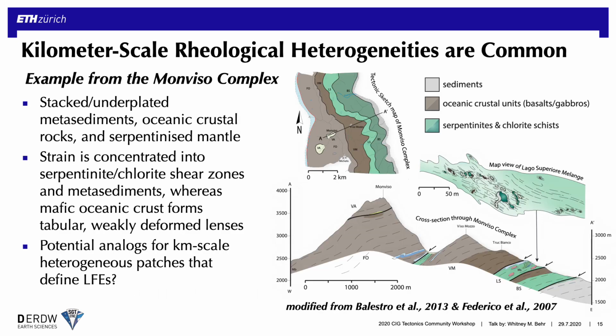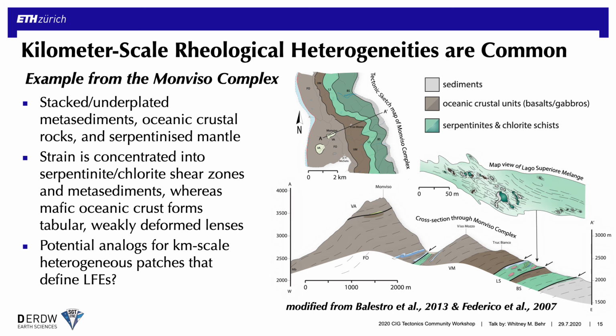When we look at these underplated materials on the deep interface, we often find that these lithological heterogeneities produce characteristic rheological heterogeneities, where strain is strongly concentrated into sediment or serpentine-rich shear zones or melange belts, because those materials are much weaker than their mafic counterparts. Here's a somewhat classic example from the blueschist and eclogite facies Monviso complex in the Western Alps.